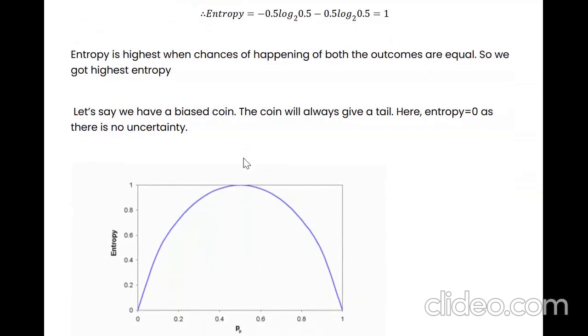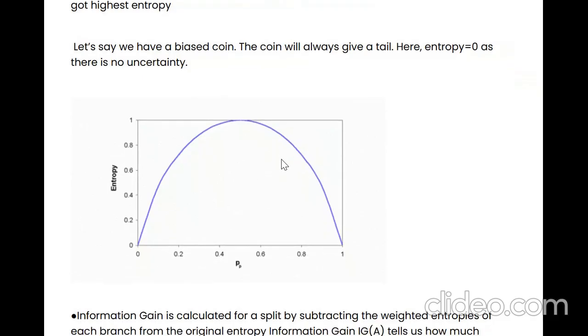Now, let's say our coin is a biased coin. Biased coin means, let's say the coin will always give a tail. Okay, so here the entropy becomes 0 as there is no uncertainty because a coin has to give a tail every time. Okay, so this is entropy.